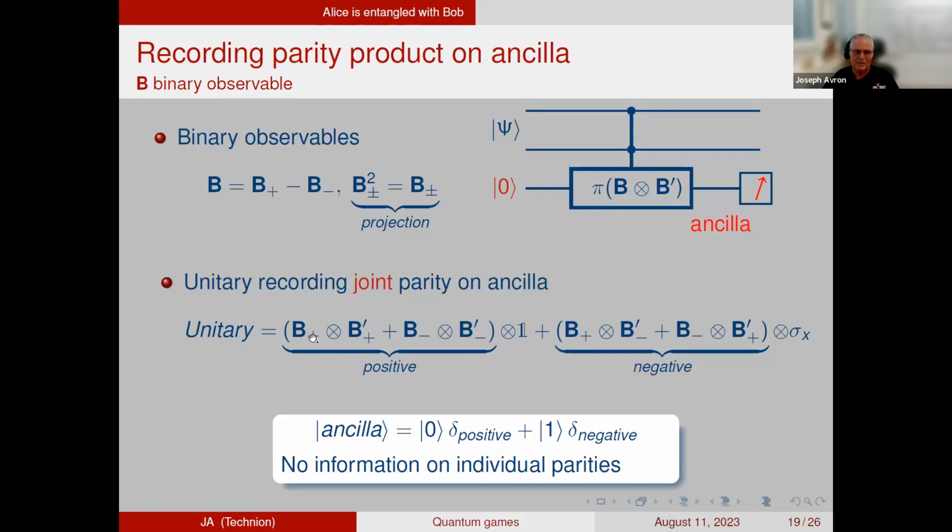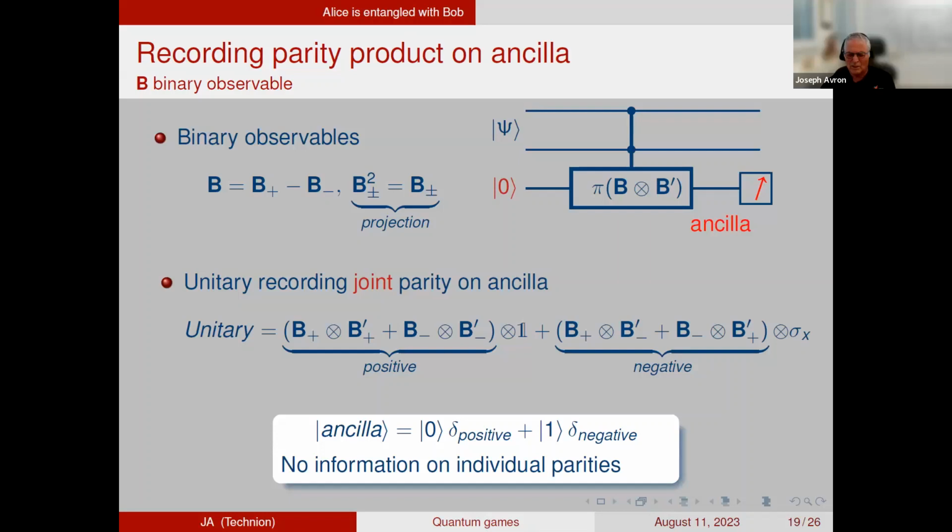If the B plus... here I'm interested in the parity of B and B prime on the two qubits. So I take the plus-plus and minus-minus, and then I don't change the ancilla, because plus times plus and minus times minus give me plus. But if I have plus and minus, I flip this ancilla qubit, and therefore it changes the sign. So the nice thing I did in this operation is that I measured the product of the parity, but I gain no information.